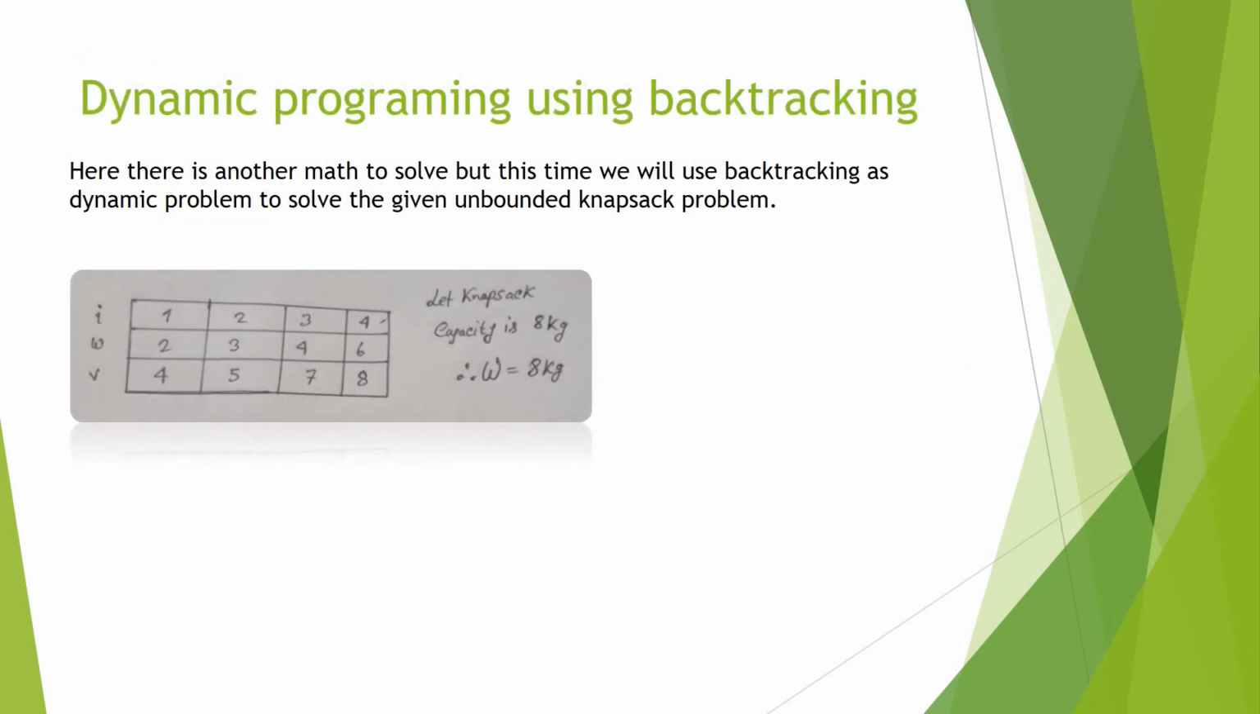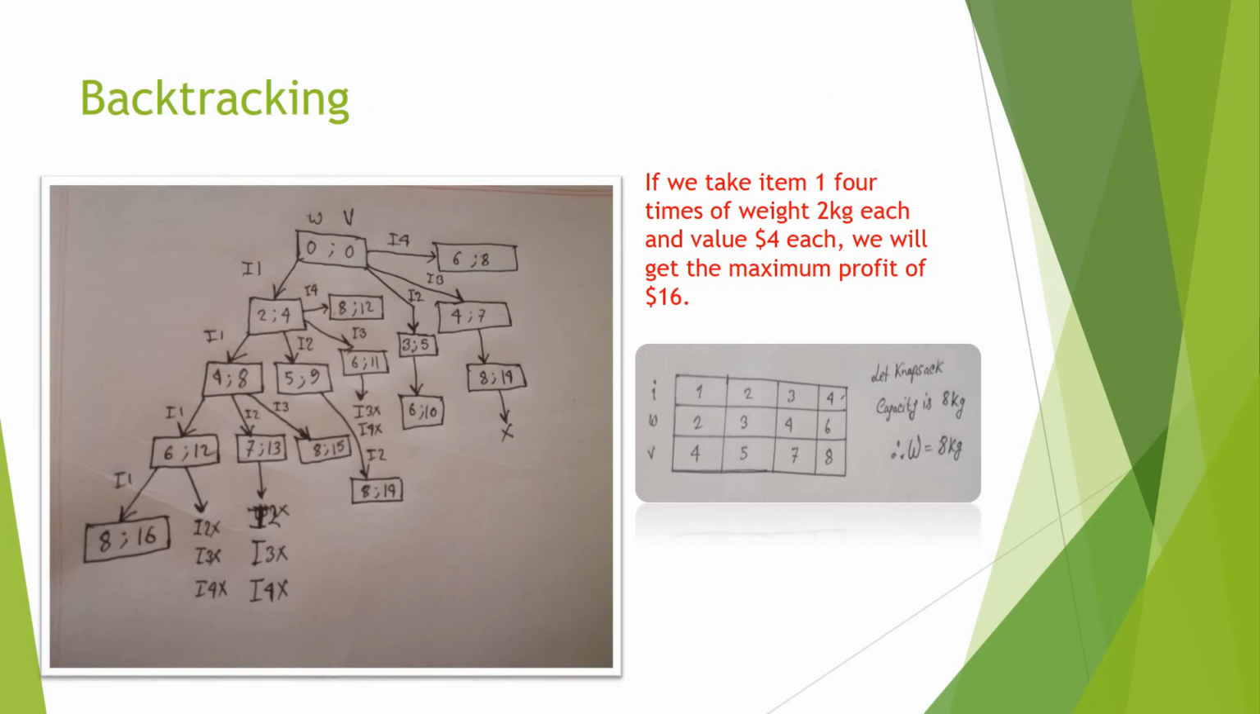Now we are going to see another approach to solve this problem using backtracking. So here there is another problem to solve, but this time we will use backtracking to solve the given unbounded knapsack problem. Let the knapsack capacity be 8 kg. Here the item sets, the weight values, and the values of those items are given, so we are going to use the backtracking method.